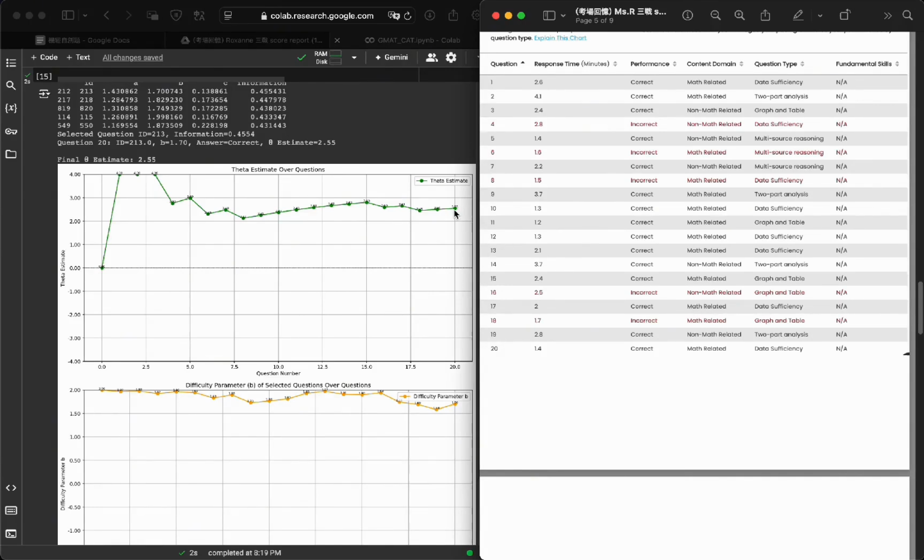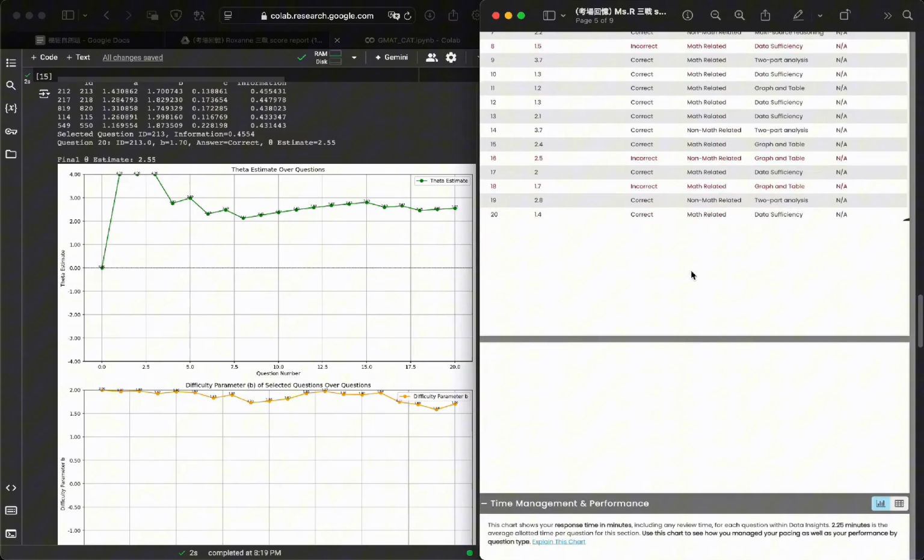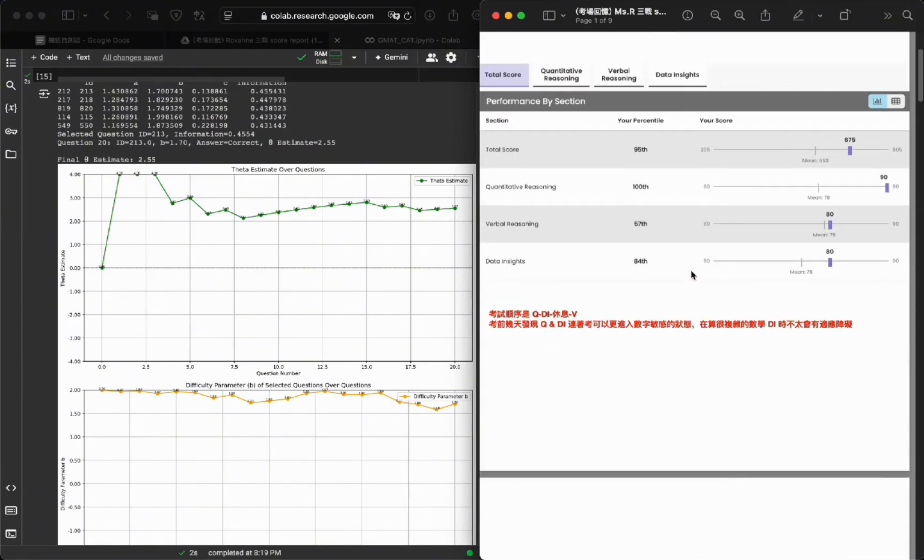Finally, let's look at where the student ended up at this point. It's also quite close. In the end, we see that the system estimated his performance at the 84th percentile. Now, let's look at the third subject he took, which is called verbal.